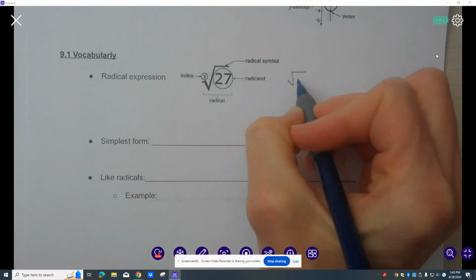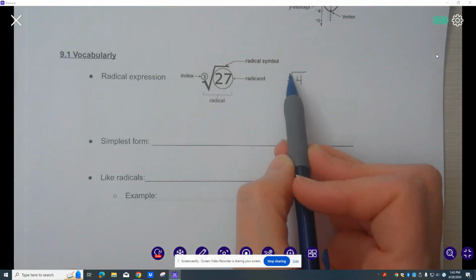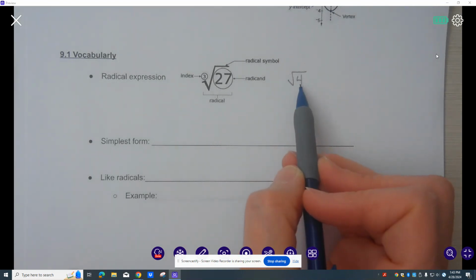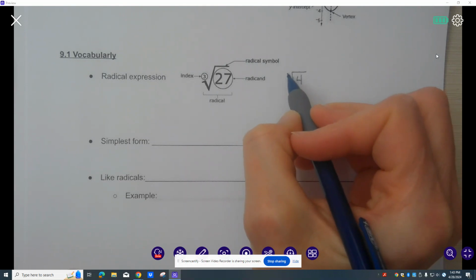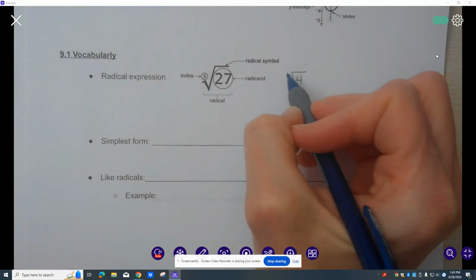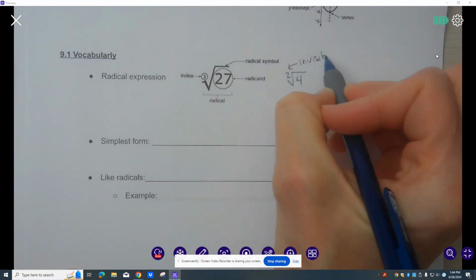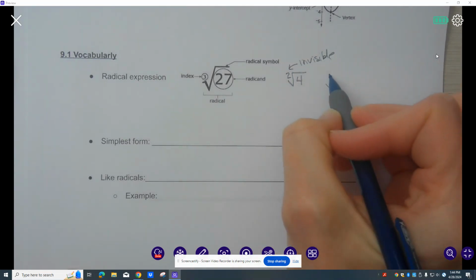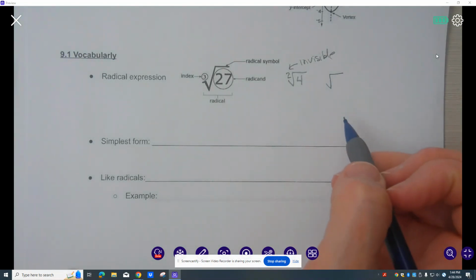You've probably seen it more with just no little number here and a number under here. If there isn't an index shown, if it's an invisible index, that index will always be 2. But it is not written. So when you see the plain old radical symbol, that is an index of 2.